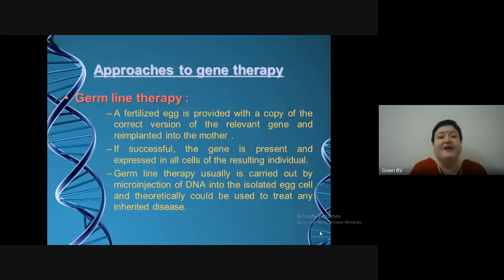I repeat, a fertilized egg is provided with a copy of the correct version of the relevant gene and re-implanted into the mother. If successful, the gene is present and expressed in all cells of the resulting individual. Germline therapy is usually carried out by micro-injection of DNA into the isolated egg cell and theoretically could be used to treat any inherited disease.